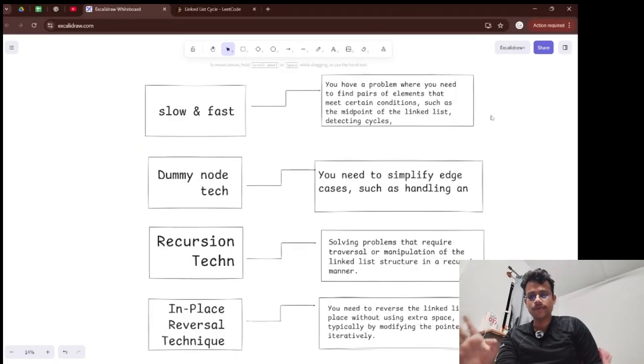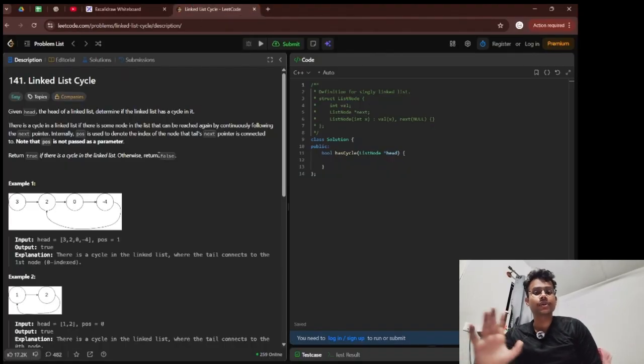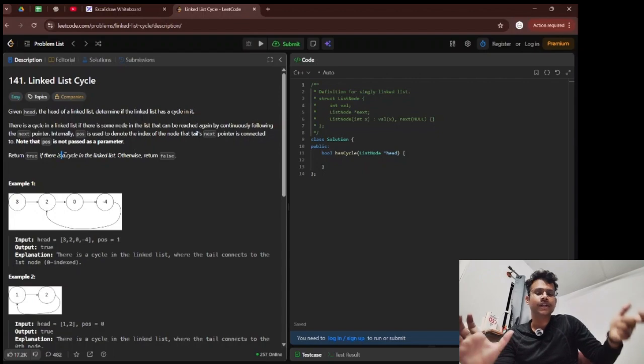Okay, so you see my whiteboard screen. There are mostly 4 patterns that you need to solve any kind of linked list problem. Let's start with slow and fast. How can you identify when to use the slow and fast pointer? Simple. You are given a problem where you have to identify pairs of elements that meet certain conditions, such as the midpoint of the linked list or detecting a cycle.